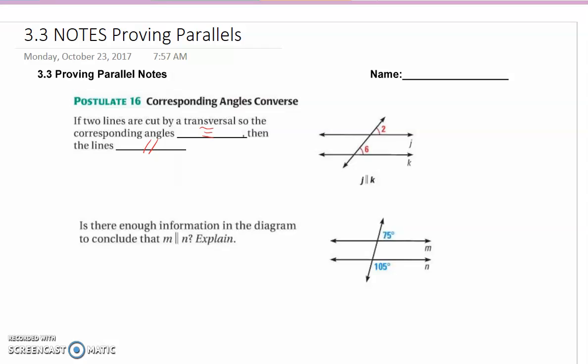So right here, I asked you in this question, would I have enough to say that M and N are parallel? Well, this talks about same side exterior angles. It does not say that they are corresponding. This would be corresponding, and I don't tell you that that is corresponding to that. So as of in this example, we do not have enough to say that they're parallel.